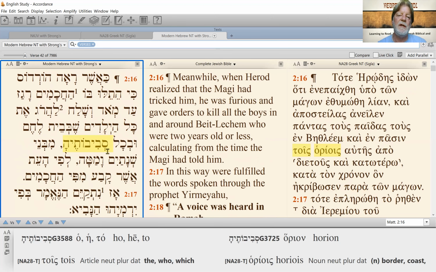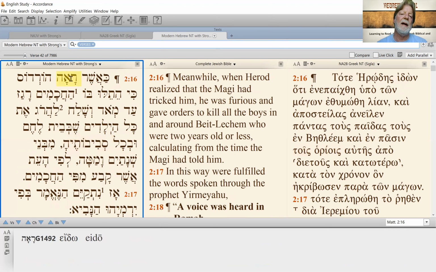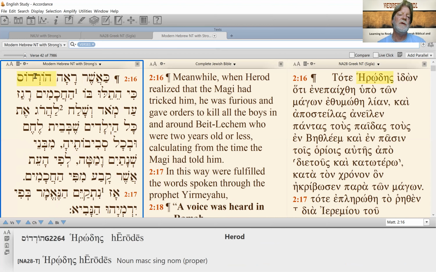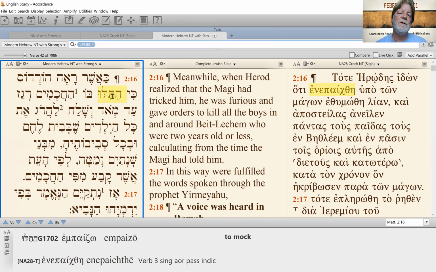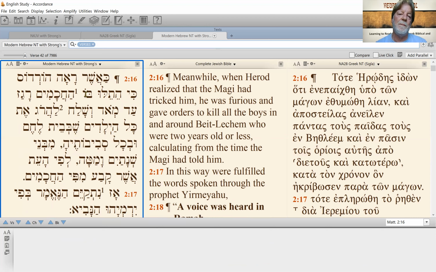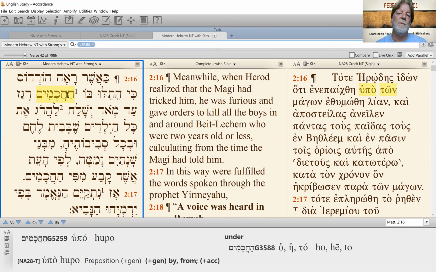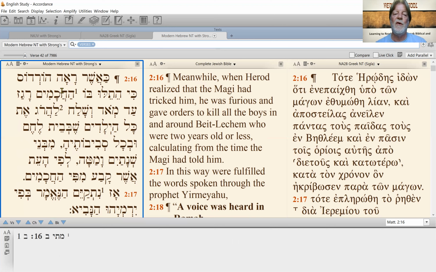Verse 16. Ka'asher ra'ah, so that when he saw. The death of Herod had been predicted, but he's still alive in verse 16. When Herod saw ki chetelu, that he had been fooled, or tricked. Ha-hokamim, the wise men had tricked him. They'd done a trick on him.